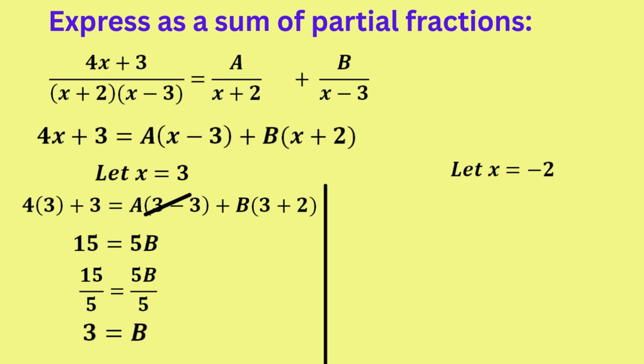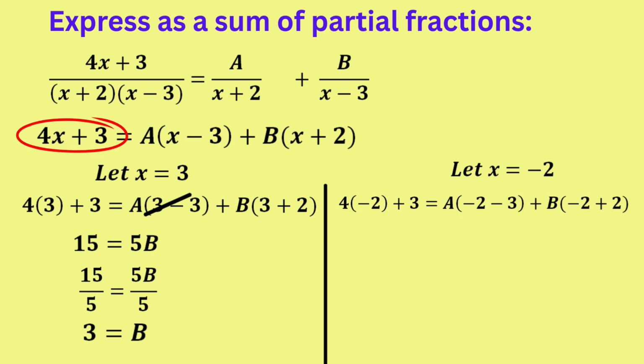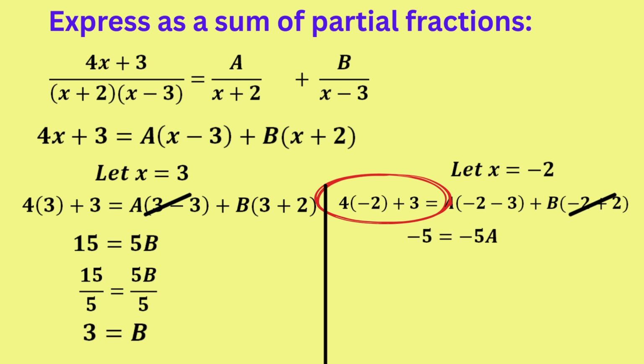Now let's go back to our identity equation. This time, we will let x equals negative 2. On the left, it's now 4 times minus 2 plus 3. On the right, the first bracket is minus 2 minus 3, while the other bracket will become minus 2 plus 2, which cancels to 0.